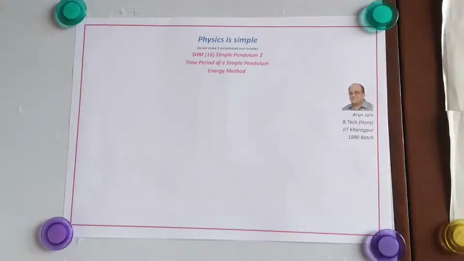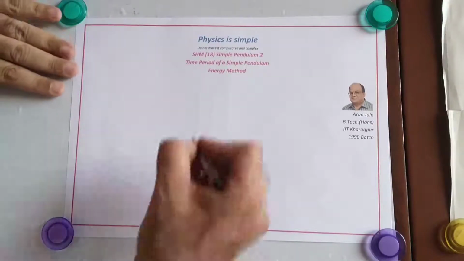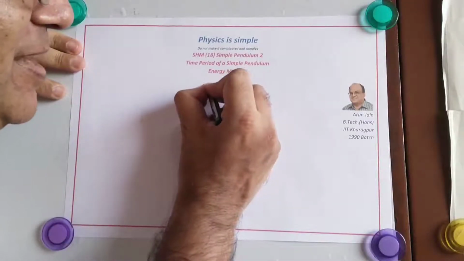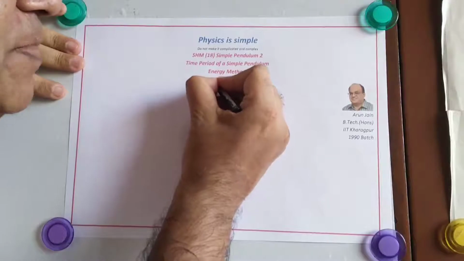In this lesson, we are going to find the time period of a simple pendulum by the energy method. This is again very simple. This is a simple pendulum.